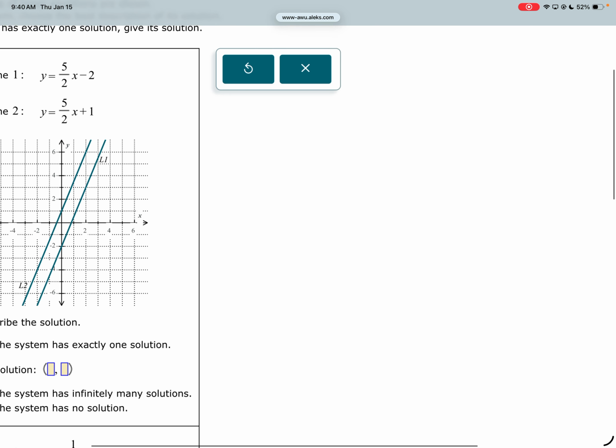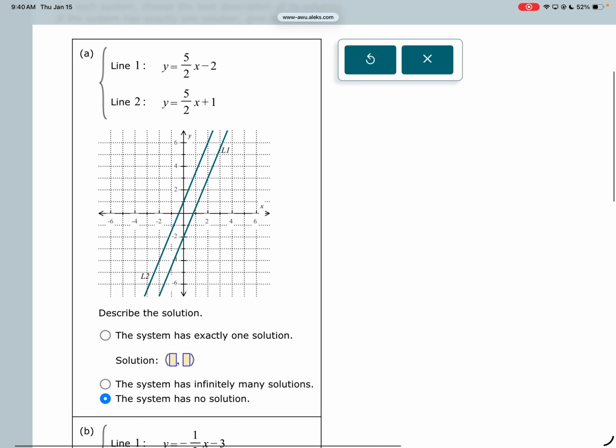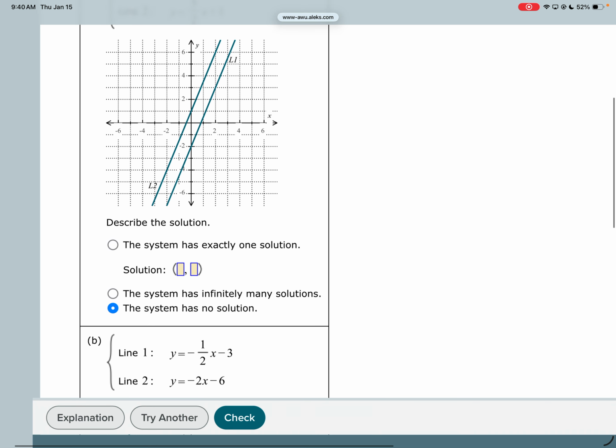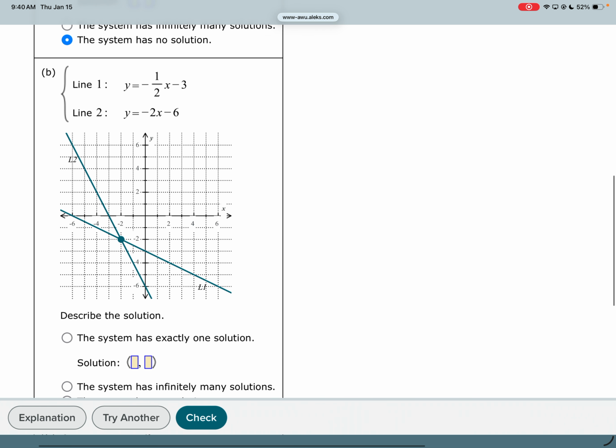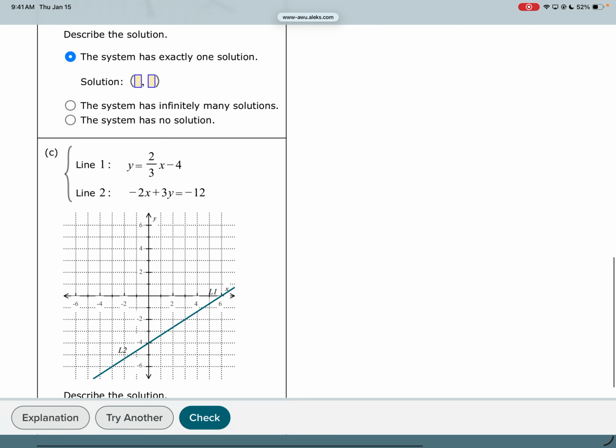Okay, so like there's an example of parallel lines. So this one would be no solution. You don't really have to write that down, but they don't ever intersect, so it's no solution. This one right here, you would just look at the intersection. So it has exactly one solution. It would be -2 right there. I probably won't spend too much time on that because y'all can read the graph.